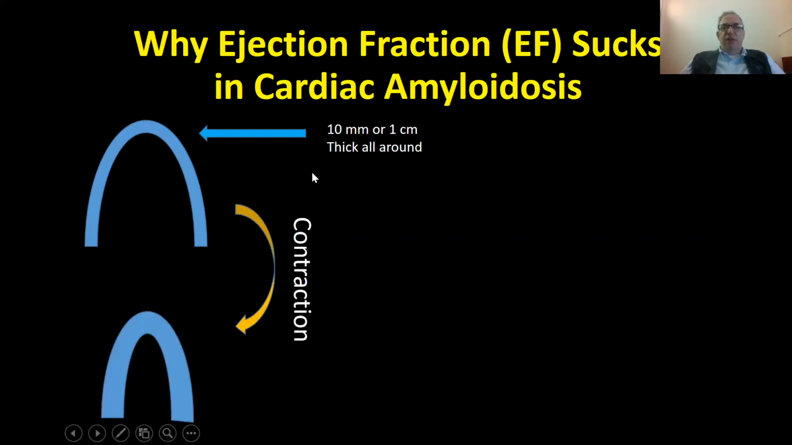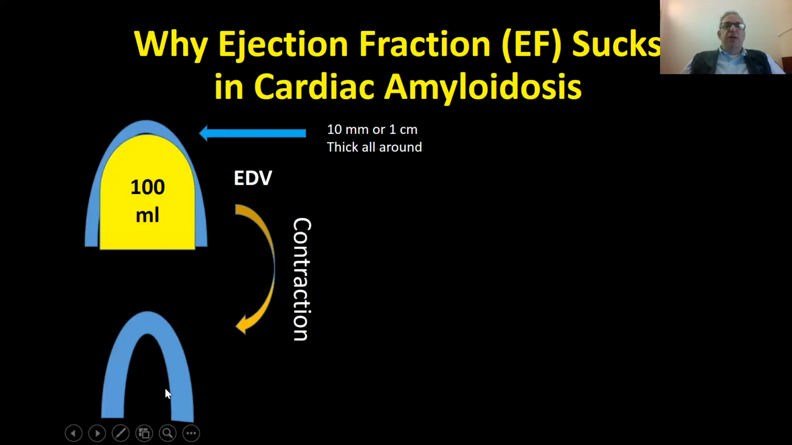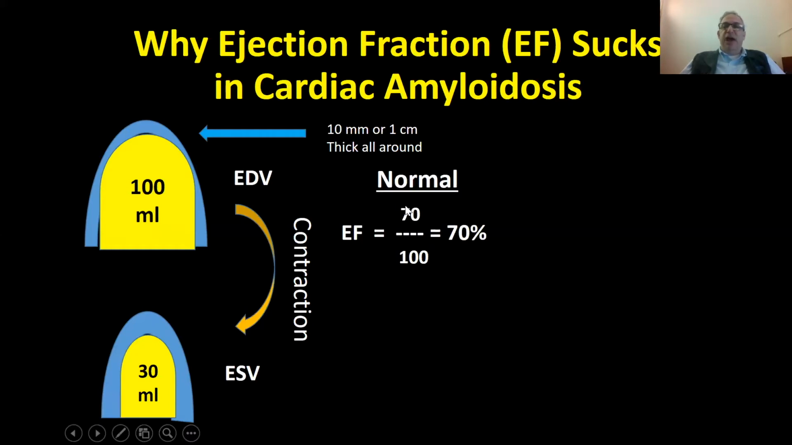And the normal heart contracts and it squeezes, it gets smaller, and it, you know, pushes the blood out. And the heart holds, on average, when it starts, about 100 milliliters of blood. And when it's done pumping, it holds about 30 milliliters of blood. So I don't think you need to be a rocket scientist to know that 100 minus 30 is 70 milliliters. And so if you divide the 70, what it pumps every beat, by what it holds, you get an ejection fraction, which normally is above 50% or 70%.